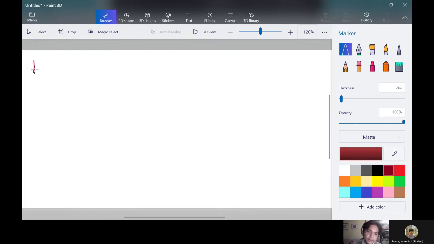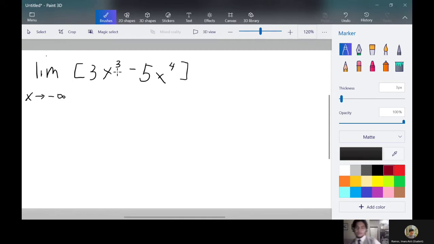Now, let's start with the limit of 3x raised to 3 minus 5x raised to 4 as x approaches negative infinity. Now, in this problem, both terms are insignificant to each other.